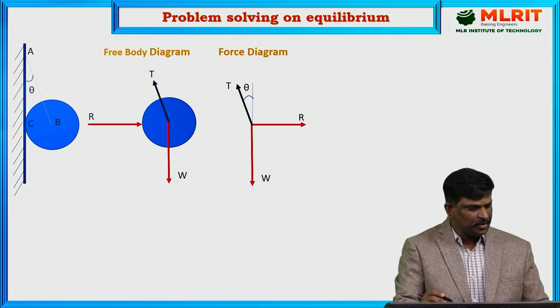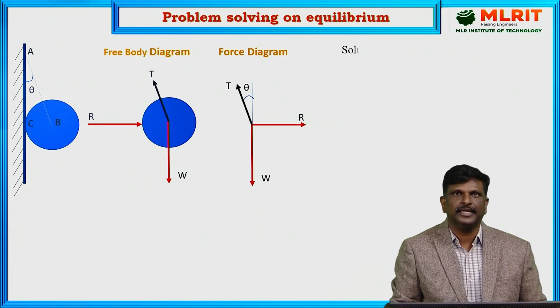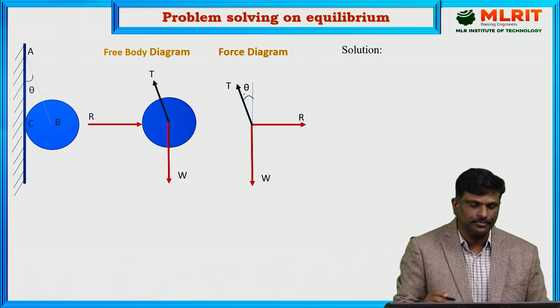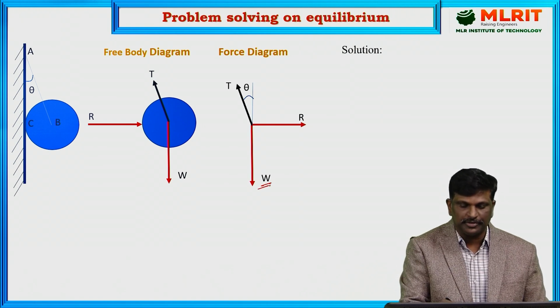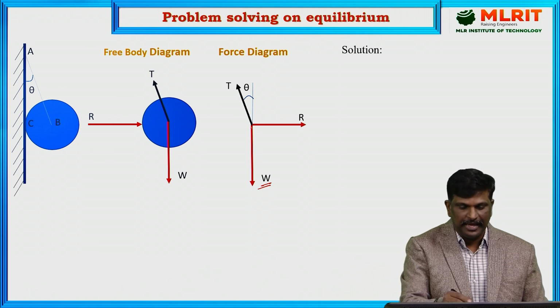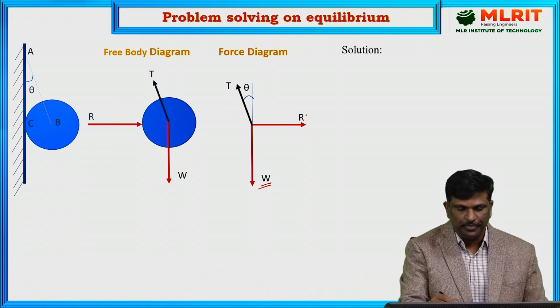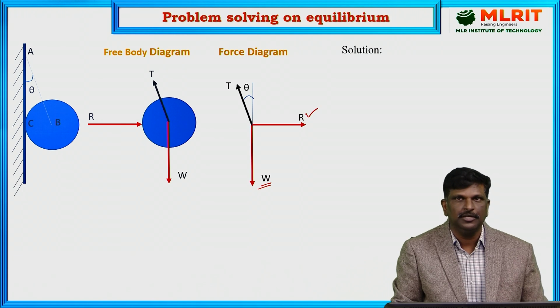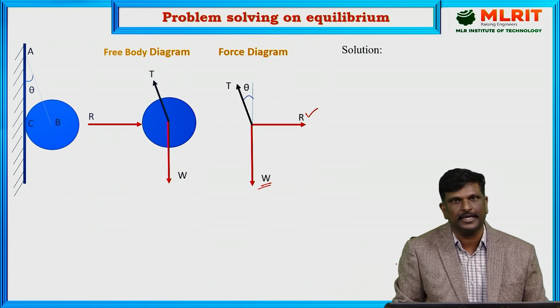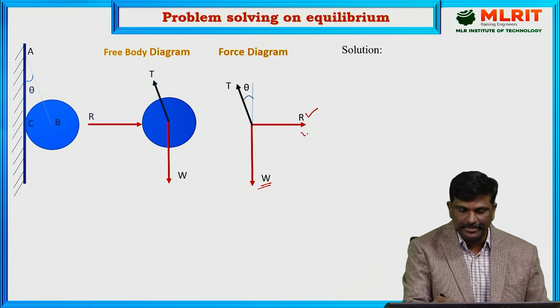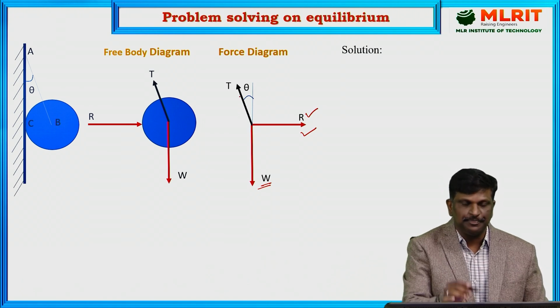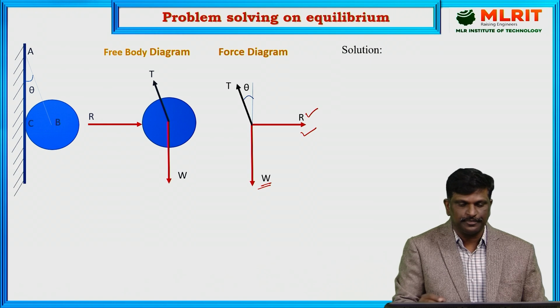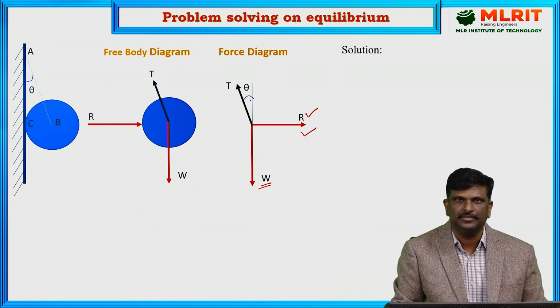Now, first step, calculate the angle at which the tension is acting, because we know the direction of weight which is acting vertically downwards, and we know the direction of R, reaction from the wall at the contact point C, which is horizontal in this case, and we don't know the angle made by T. So let us start the solution by finding theta at which the tension is acting.